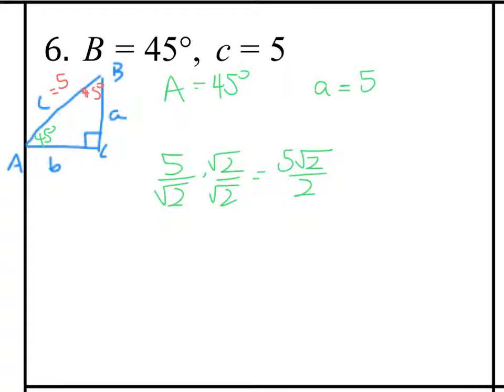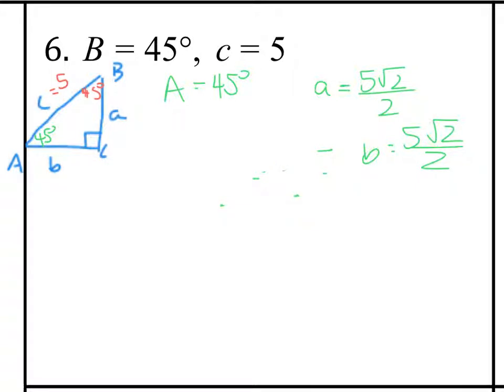Okay, so I'm going to spread that out a little bit. So it's 5 root 2 over 2, and then B is also the same thing. Now, if you wanted to go ahead and solve it how we did it earlier, that is totally fine.